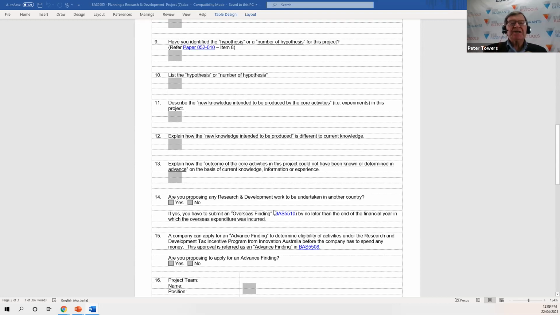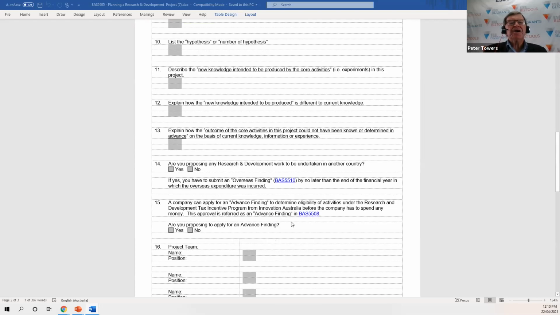If they're proposing to undertake any research in an overseas country, they have to lodge an overseas finding by the 30th of June in the year they undertake the research and development activities. Our recommendation is that they lodge the overseas finding before they spend $1 overseas, because they may find that AusIndustry and the tax office will reject their claim for the necessity for parts of the research and development activity to be conducted overseas.